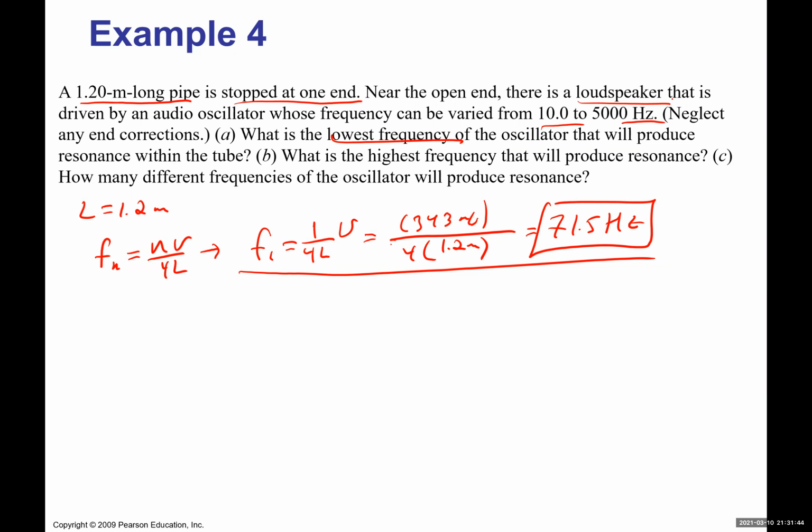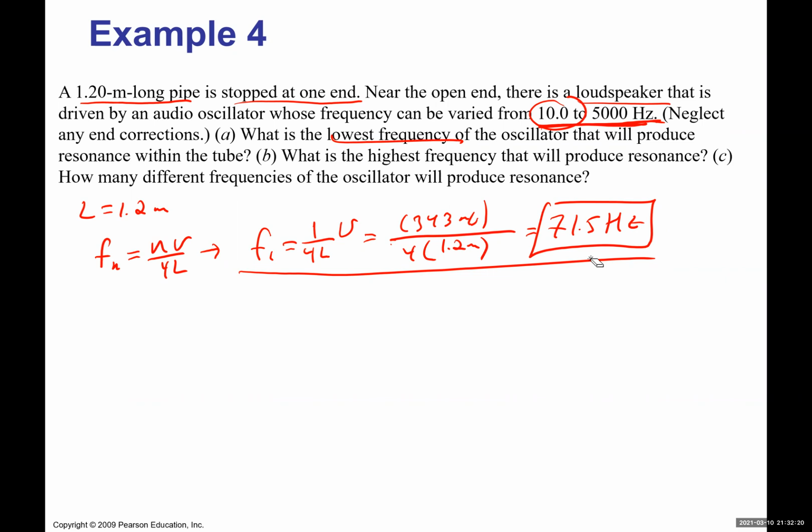Part B asks, what is the highest frequency that this will produce? One thing we can see is this: here's the fundamental, 71.5, and it's within this range, so we're fine. If I had calculated and gotten 7 hertz, for example, the fundamental would have been less than the allowed range, so maybe you got something wrong. But here we got a number within the range that we want. The next question is, what is the highest frequency that we can have?